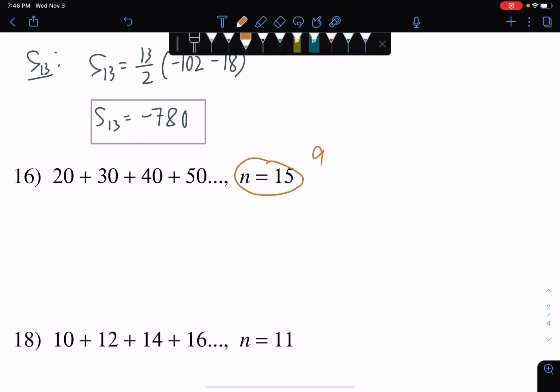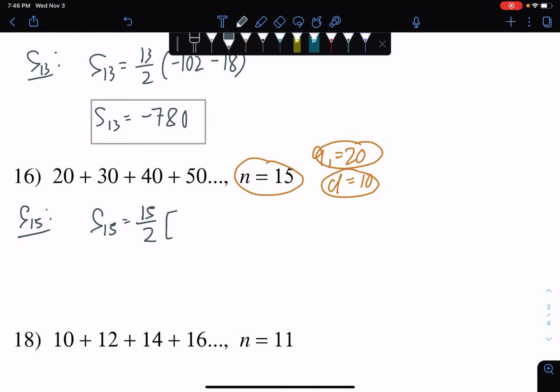So n is equal to 15, a sub 1 is equal to 20, and our common difference is equal to 10. Now, our n is 15, so what we're trying to find is S sub 15. S sub 15 is equal to 15 over 2, n over 2, times the quantity 2 a sub 1, 2 times 20, plus 10 times the quantity n minus 1. Given this formula, we place this in the calculator, and our answer would be 1350.